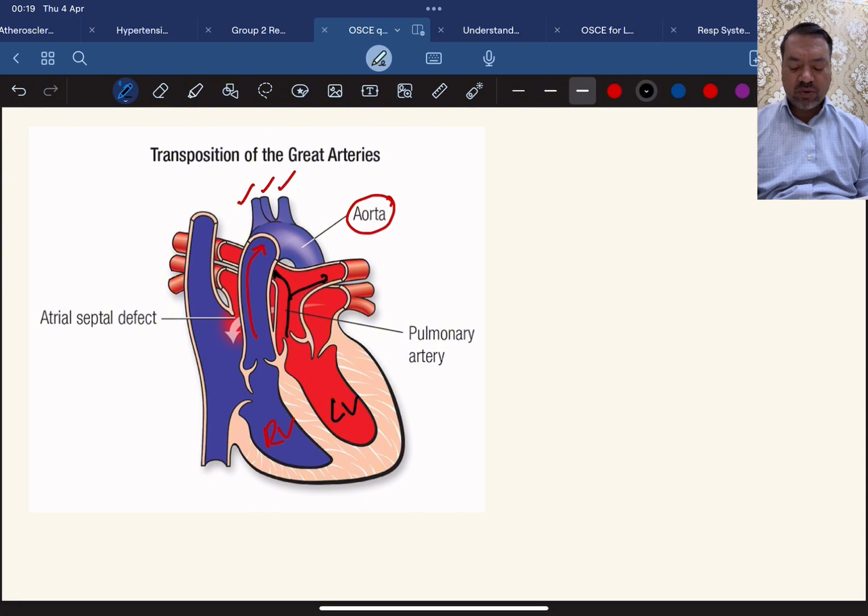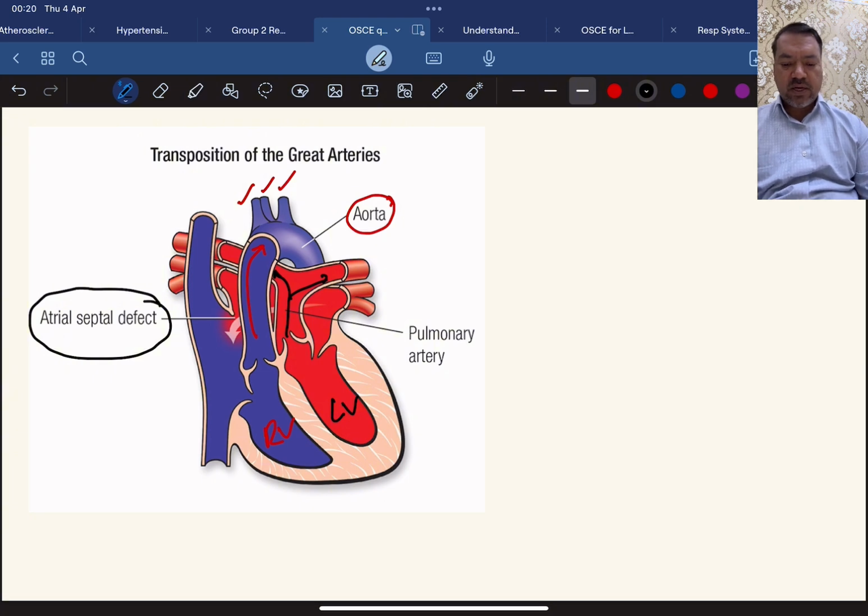Very abnormal. So the baby cannot survive until and unless there is some mixing of the blood. So in this case there is ASD present. This ASD is mixing the blood. That's why the baby can still survive. So this is transposition of the great arteries.